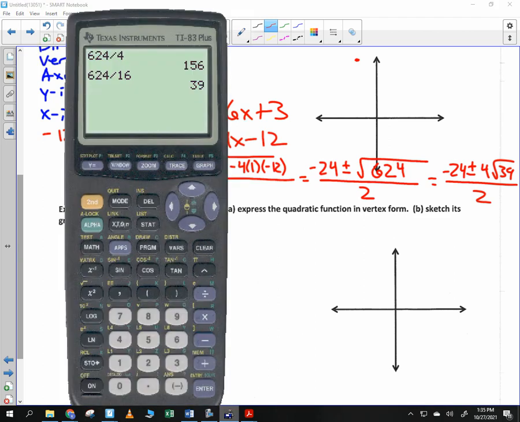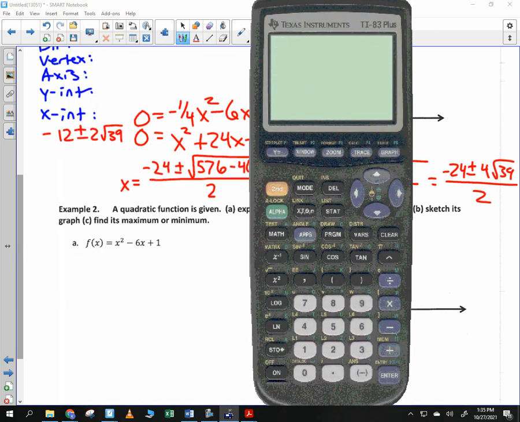We just take out our calculator. And we're going to go negative 12 plus 2 roots of 39. So we'll go 2 second root of 39. And when you do that, you get 0.49. Is that something you can plot? Sure. Can I show you a little trick with your calculator?